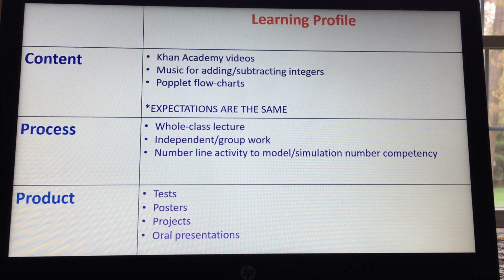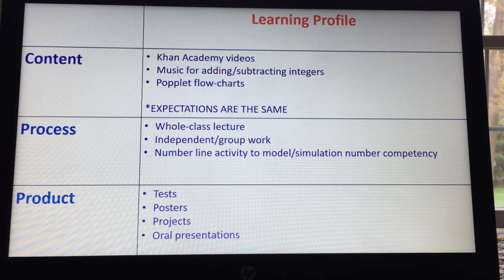Through Learning Profile, I offer Khan Academy videos as a supplement to the lectures I provide in class. Some students need to see the closed captioning as well as hear it from someone else before they can fully comprehend what is going on. I offer music videos when we're doing adding and subtracting integers so that students know that same signs add and different signs should subtract when you're adding and subtracting.